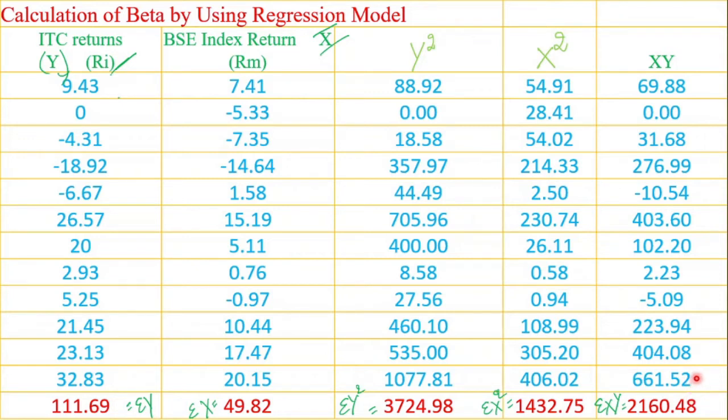After finding sigma y, sigma x, sigma y square, sigma x square and sigma xy, we will note down these values and substitute them into the regression model so that we will get the beta value. We will solve this by applying the regression model formula and substituting these values into it.